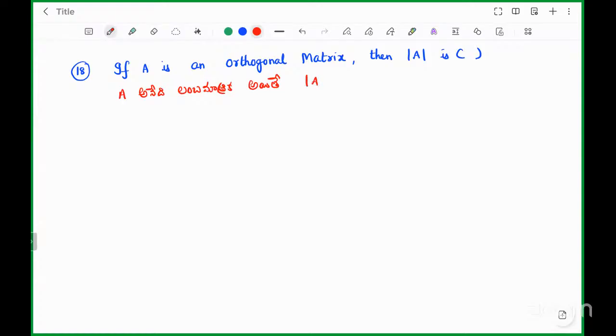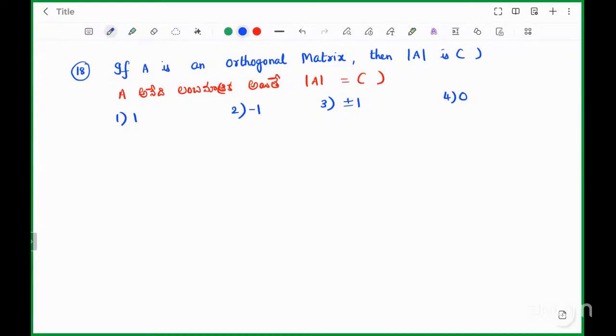det A is equal to: first option 1, second option -1, third option plus or minus 1, fourth option 0.